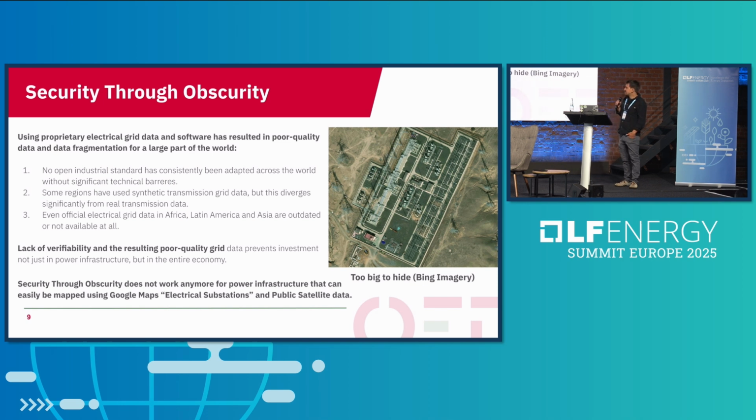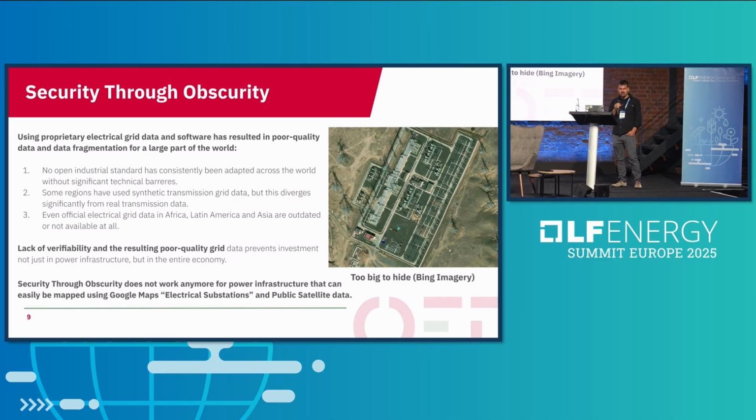Another problem is that for a lot of countries in Africa, Latin America, and Asia, you sometimes don't find any transmission grid data at all. And if you find it, it's of low quality. Even from official sides, this data is sometimes of low quality and does not really represent your real transmission grid. So one problem with a lot of data used so far is that you cannot verify it. There's almost no chance that you know if this data is true or false.